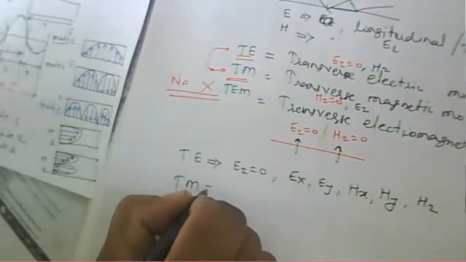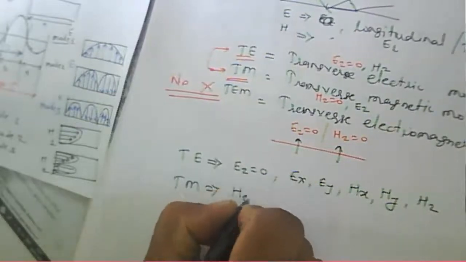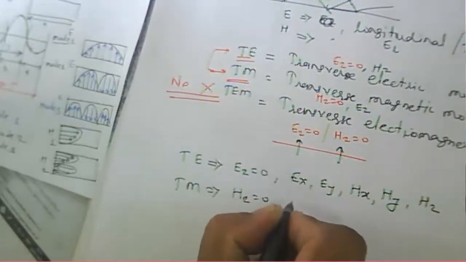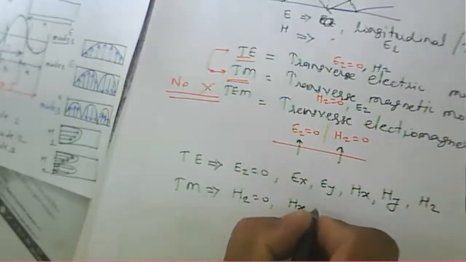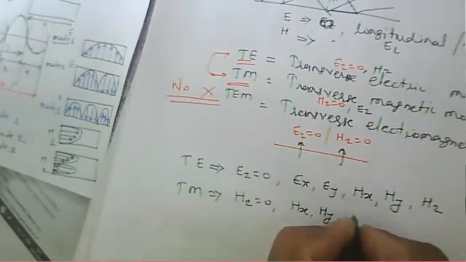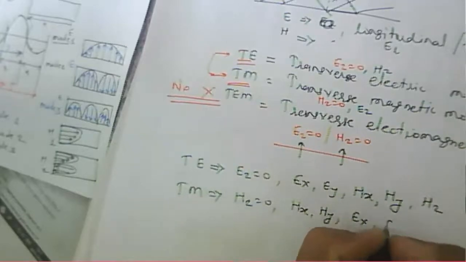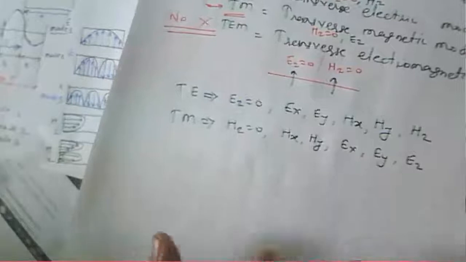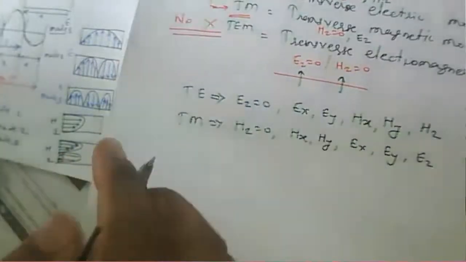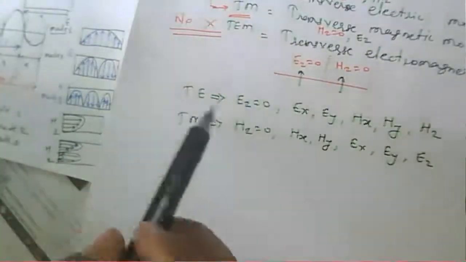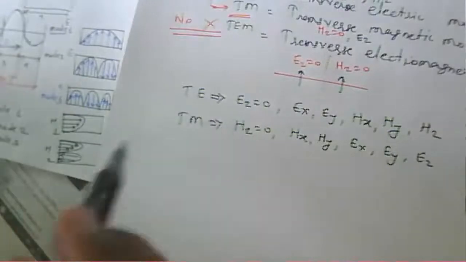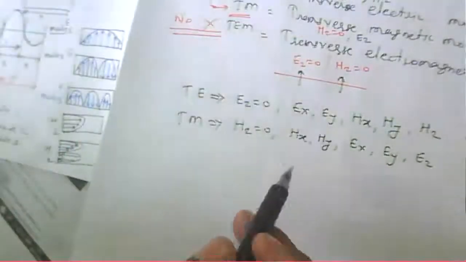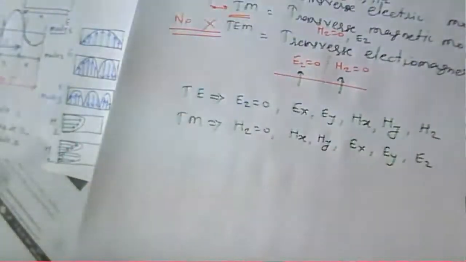In the case of a TM mode, Hz is equal to 0, but all other components are there. Again, I am just writing first Hx, Hy, then the same components Ex, Ey, and Ez. These are present in this particular guide. Now, that's about the TE mode. But if you consider a TM mode, Ez and Hz are 0, and all the others, Ex, Ey, Hx, Hy, are present.